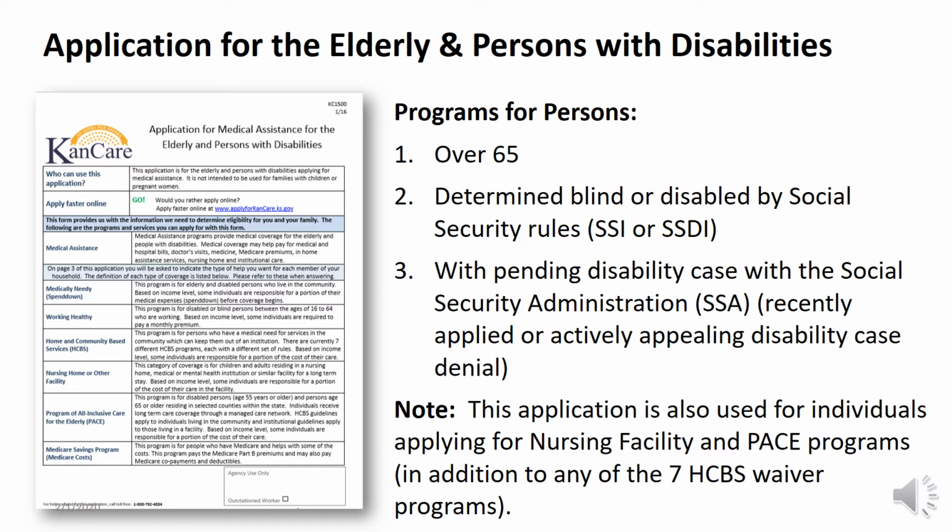having a determination of SSI or SSDI, or number 3, those individuals with a pending disability case with the Social Security Administration. So someone that has recently applied for disability determination and they have that pending case, or someone who has been denied a disability determination by Social Security and they are actively appealing that disability case denial. This application is also used for individuals applying for nursing facility and the PACE programs.